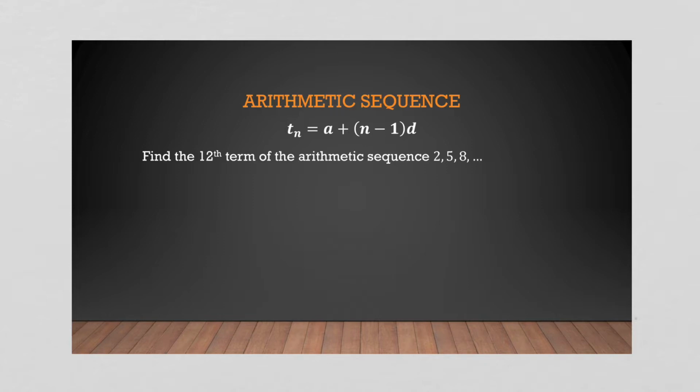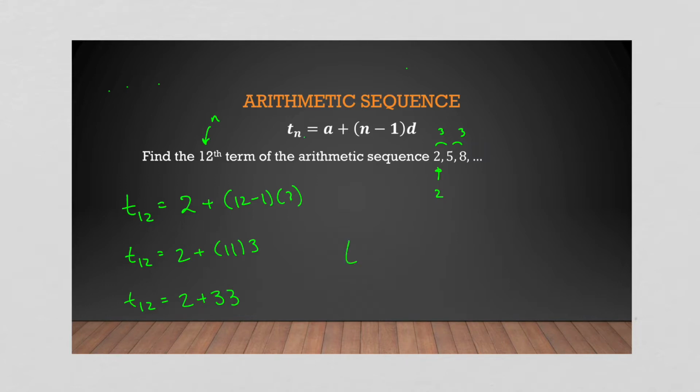So the first example is find the 12th term of the arithmetic sequence 2, 5, 8, and so on. First thing we can notice, the common difference is 3. Next thing we can notice, my first term, my A or my T1, is 2. So if I want to find the 12th term, it means my n is 12. So my 12th term, T12, is equal to A plus 12 minus 1 times 3, which means T12 is equal to 2 plus 11 times 3, which means my 12th term is equal to 2 plus 33. So the 12th term in that list is 35.